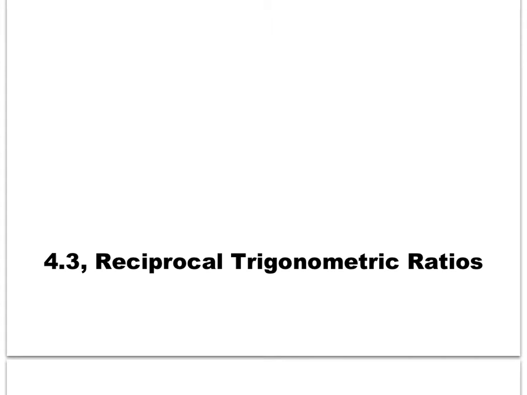In this lesson, we are going to talk about the reciprocal trigonometric ratios. First of all, let's see what exactly reciprocal means. Reciprocal means two numbers or two expressions with the product equal to 1. For instance, 5 and 1 over 5 are reciprocal because 5 times 1 over 5 gives you 1.